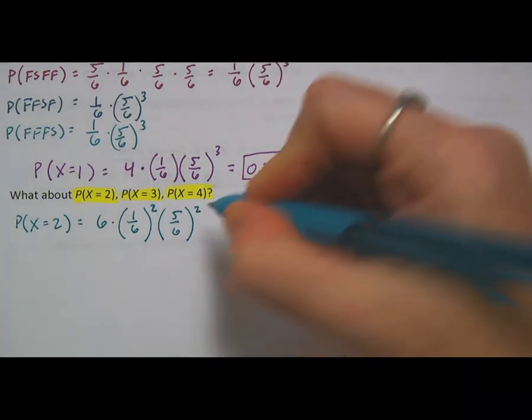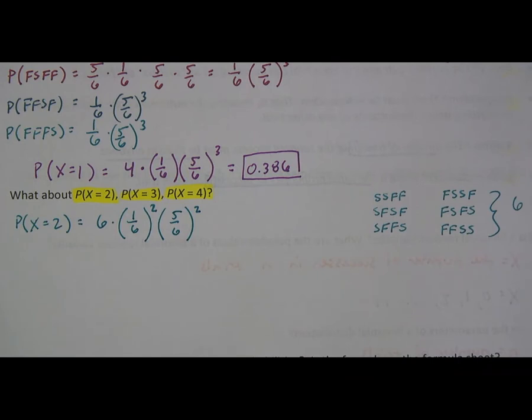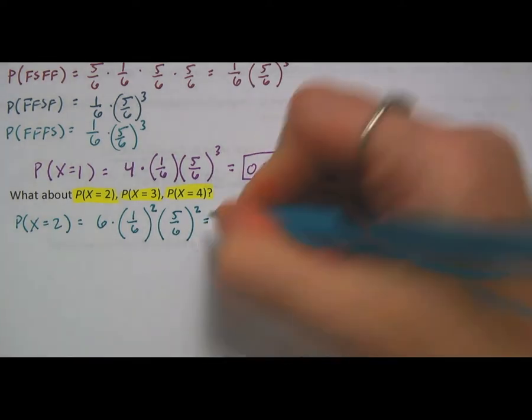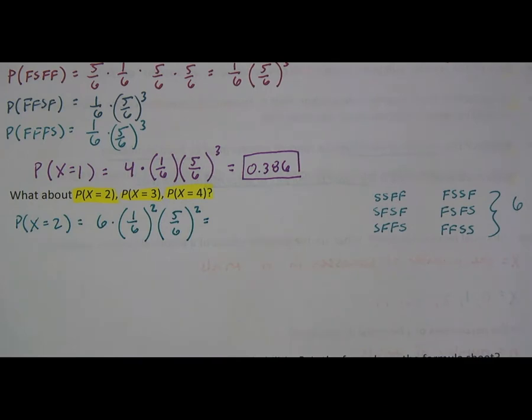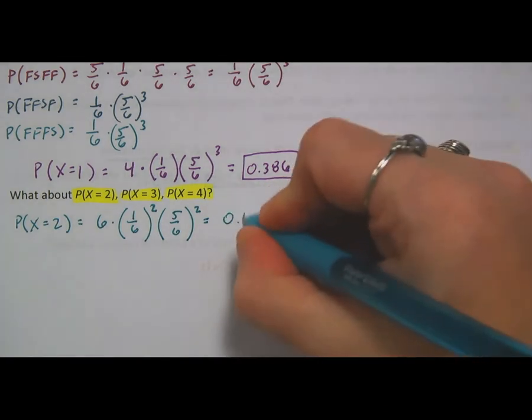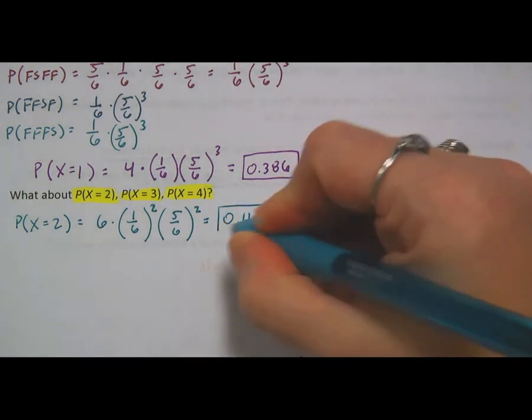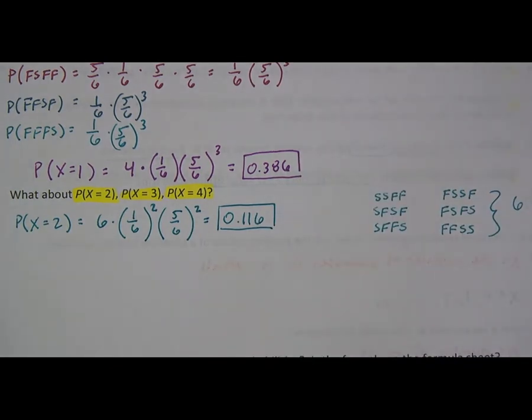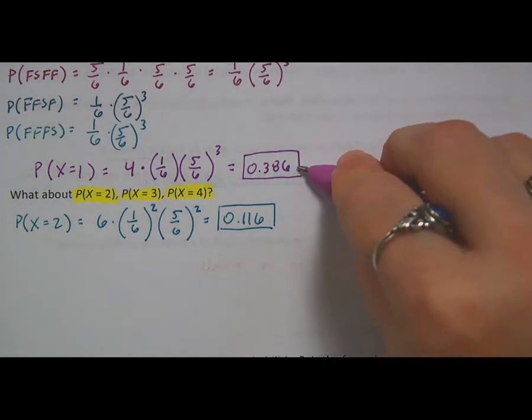2. Notice those exponents add up to 4. Those exponents add up to the number of trials. I'm rolling the die 4 times. If I get 2 successes, I'm going to get 2 failures. If you crunch those numbers in the calculator, you're going to get 0.116. So even less of a probability than we got up here.